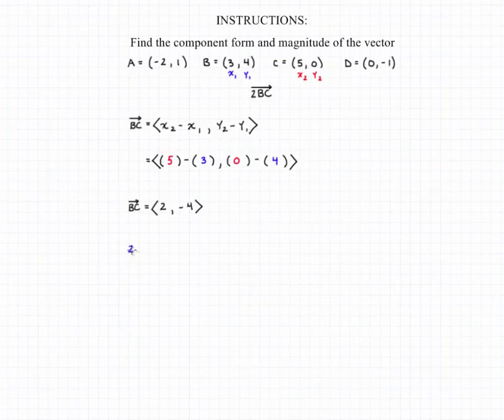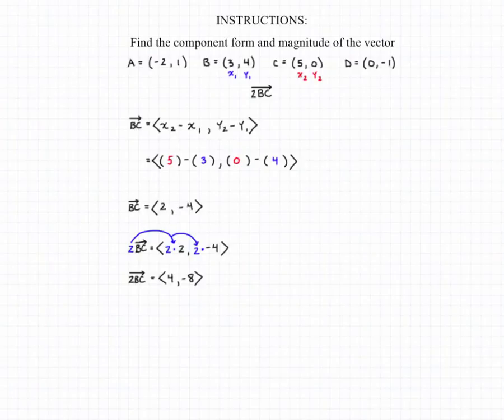Now we need to take that set of instructions and we need to multiply it by 2, which means we're going to take each of those components that we have from BC, our 2 and our negative 4, and multiply them by the 2. And so this is going to give us our final component form for 2BC, which is 4, negative 8.